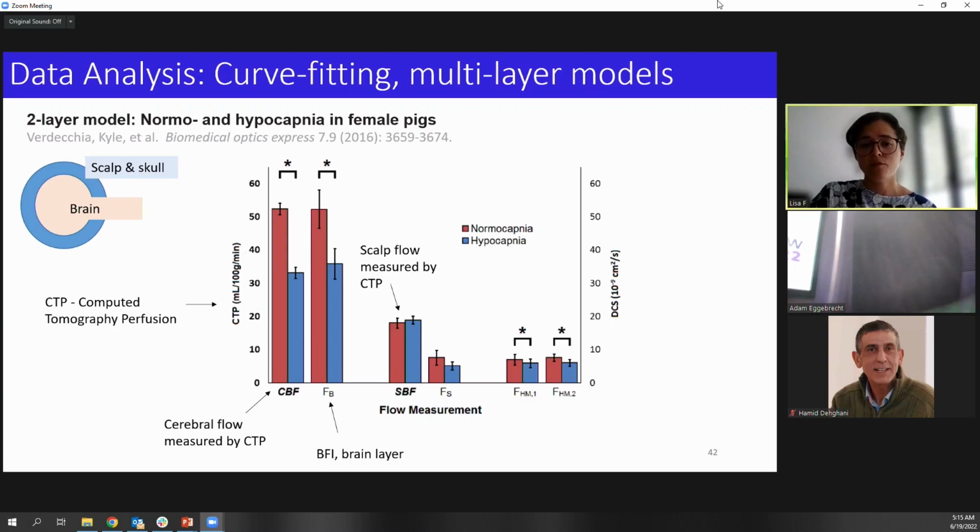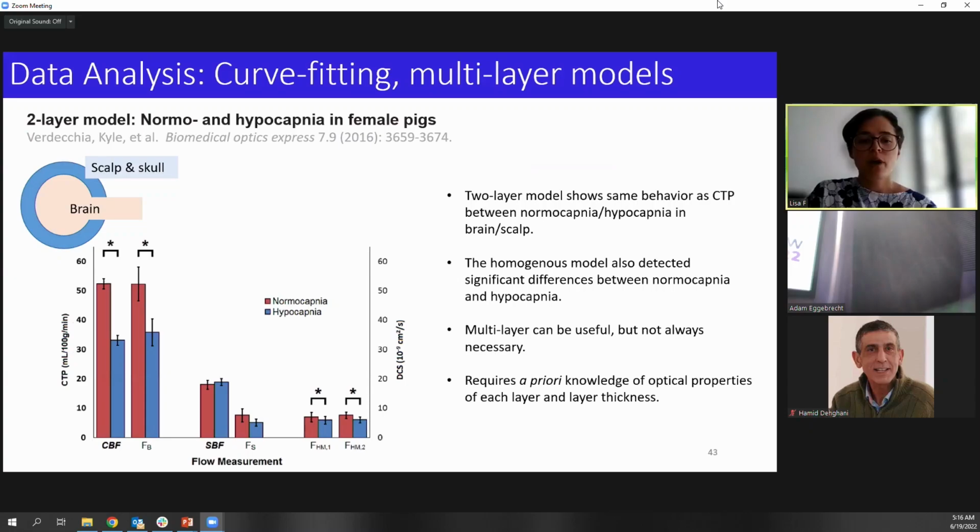The next bars show the scalp flow that was measured by CTP, where in this case, there was no difference between normal capnia and hypocapnia. Similarly, no difference was seen in the BFI measured by DCS in the scalp and skull layer. So, the two-layer model agreed very well with the computed tomography perfusion values. However, looking at just using a homogeneous model, the simple model that I was talking about earlier, with DCS measured at both 2 centimeters and 2.7 centimeters, this significant difference between blood flow in normal capnia and hypocapnia was detected.